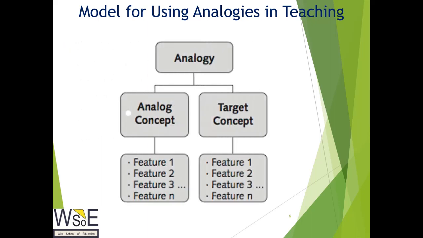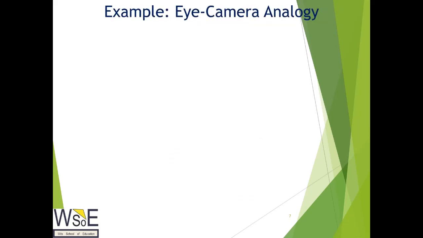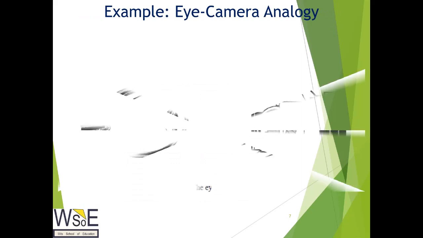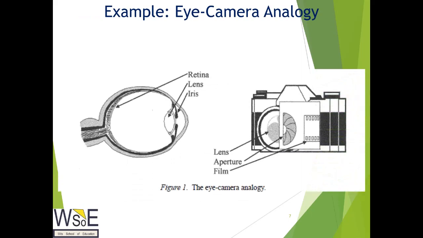So there is the map for how you can map the analogy. You've got your analog concept, your target concept, list the features. So I'm going to use the example of the eye and camera analogy. The eye is often compared to a camera. You've got your retina, your lens, your iris. In the camera, you've got your lens, your aperture, and your film.